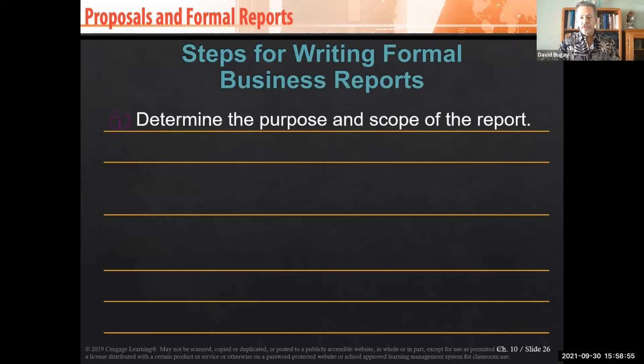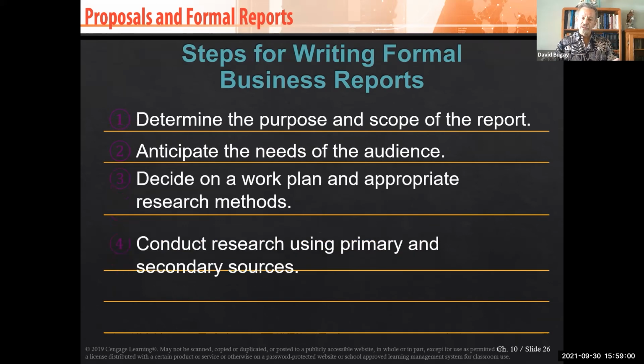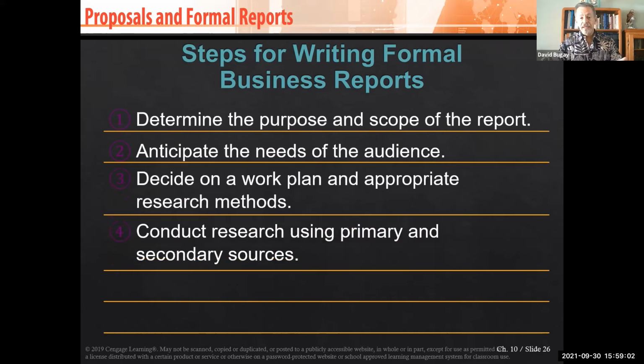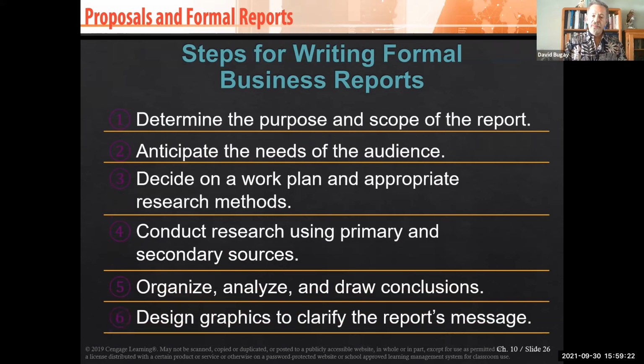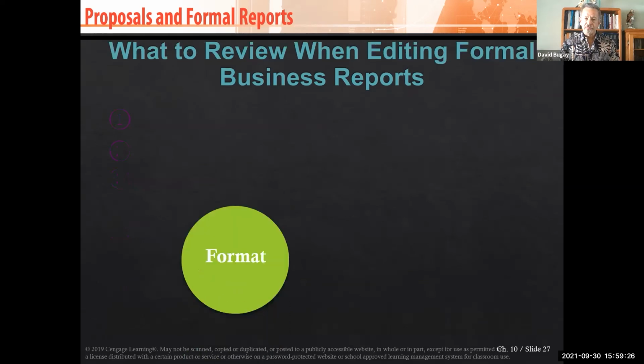Steps for writing formal business reports: determine the purpose and scope, anticipate what the audience is looking for, decide on a plan about the research methods too, conduct the research using primary, in other words, when you do the research yourself, and secondary, that's when you gather other sources that are already done. We call those secondary research. Primary is when you do it, like with focus groups or surveys or customers as you go through. Organize, analyze, and draw conclusions, and then design graphics to clarify the report's message as you go through.